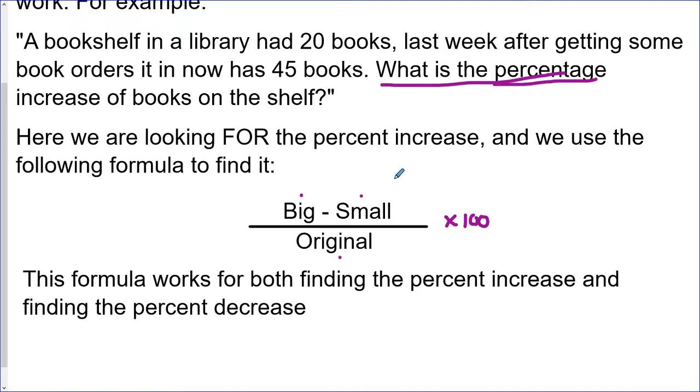So we're going to say it was a 5% decrease, or a 5% increase, or a 20% decrease, or a 20% increase. We're never going to say it was a negative 5% increase, because that just doesn't make sense. We can't have a negative percent increase, and we can't have a negative percent decrease. So that's why we always do big minus small, so our answer is always going to be positive.